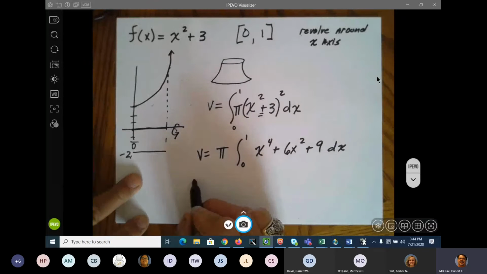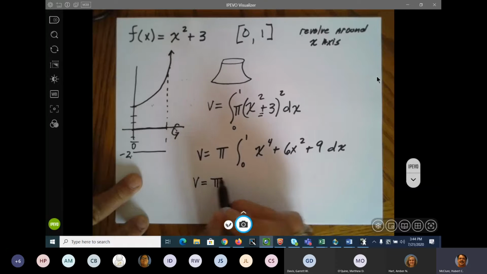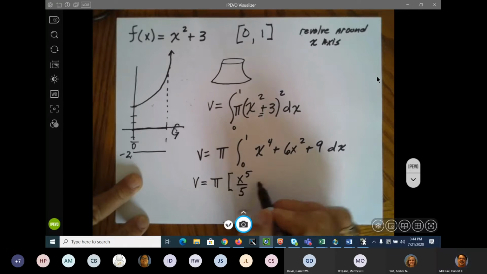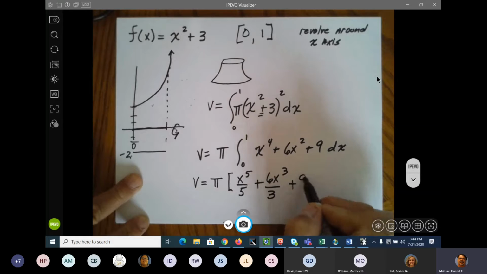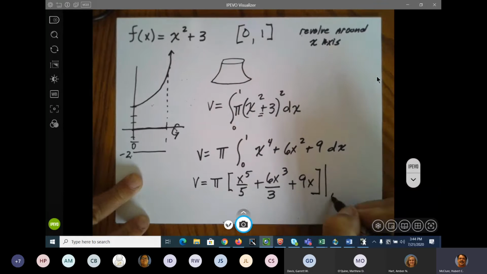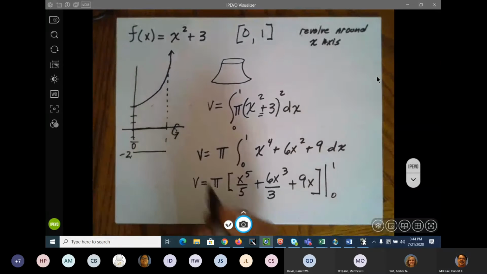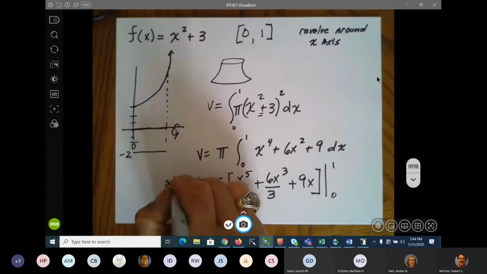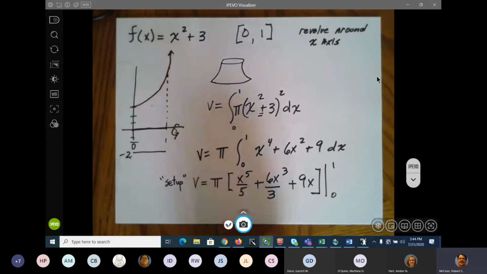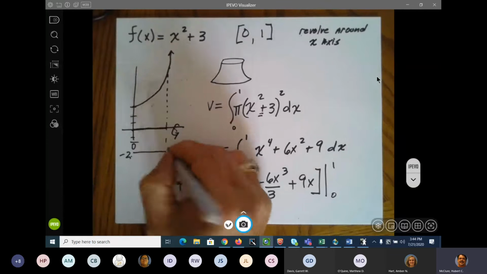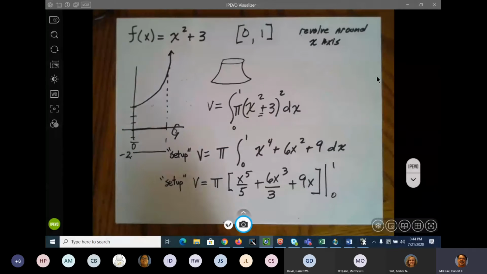So V is equal to pi brackets x to the 5th over 5 plus 6x cubed over 3 plus 9x evaluated at 0 and 1. That's the setup. This one is also a setup. Depends on the instructor if they want it before the antiderivative or after.